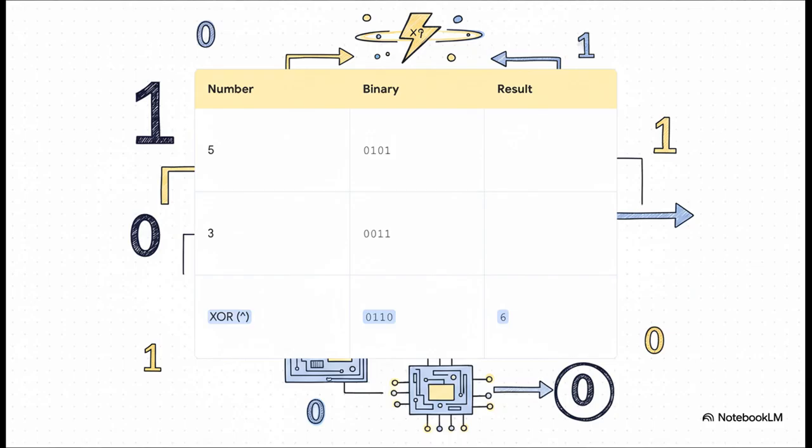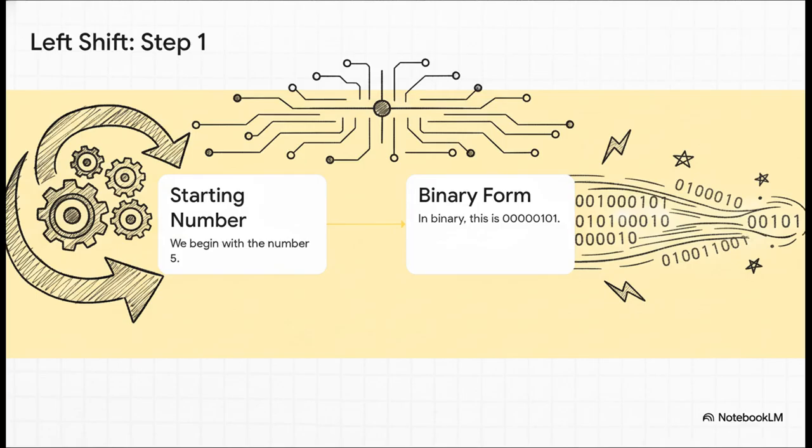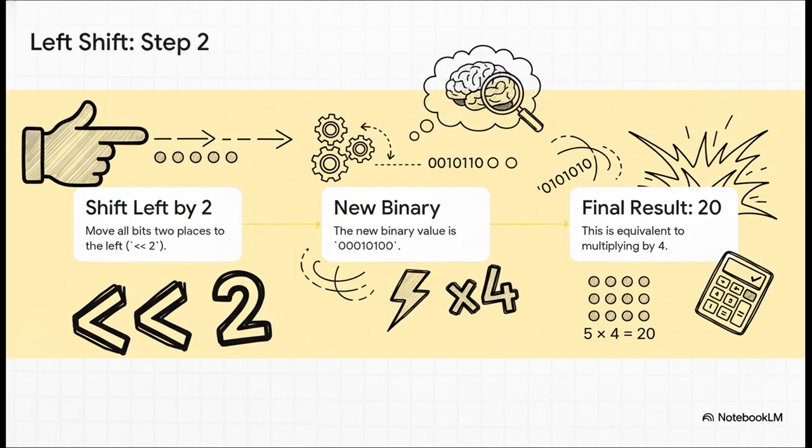Pretty cool, huh? Okay, so comparing bits is one thing, but what about actually moving them? This is where things get really wild, especially if you want lightning-fast multiplication and division without actually doing multiplication and division. So let's go back to our friend, the number 5. There it is in binary. Now imagine we could just pick up all those bits and slide them over to the left. What do you think would happen? Well, using those two little arrows, we shift every bit 2 spots to the left. The empty spaces on the right just get filled with zeros, and boom, we get a new number, 20.